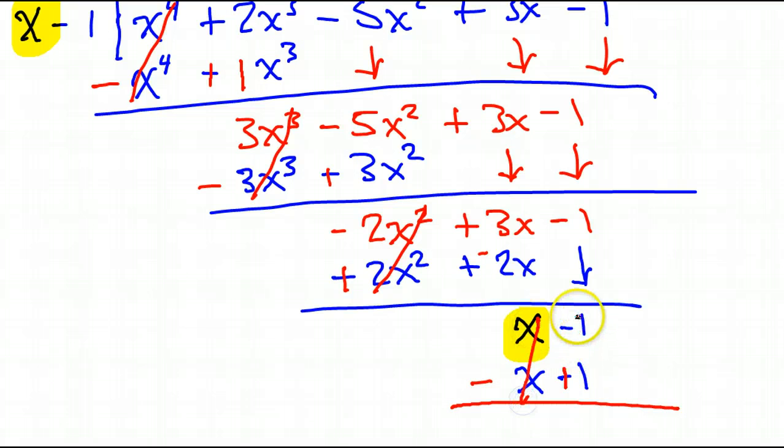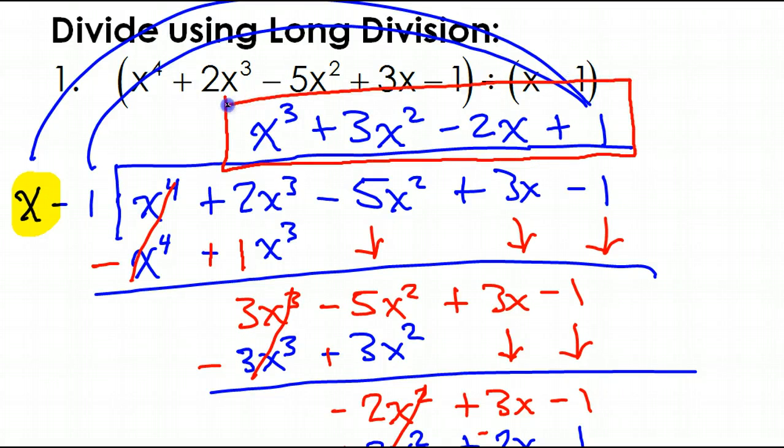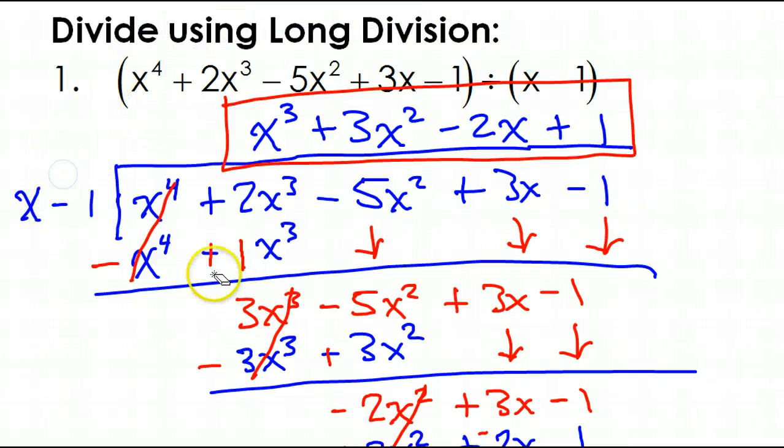Everything cancels out. So that makes 0. So this problem has no remainder, and this is my quotient. This is the final answer. So that is number 1.